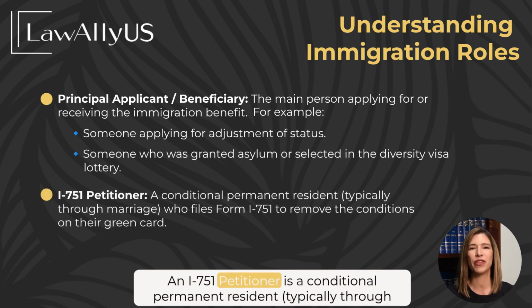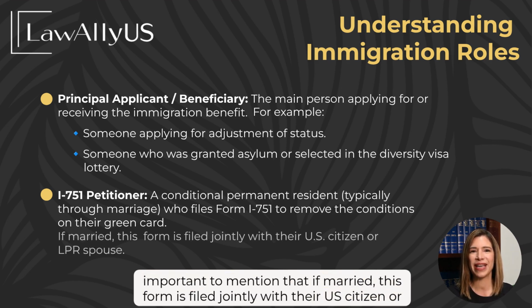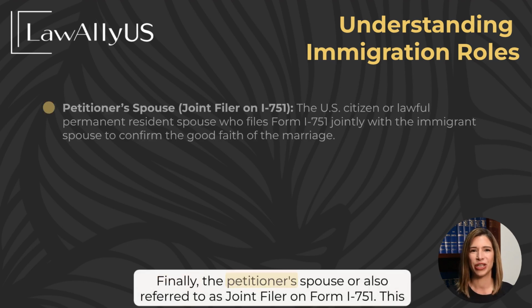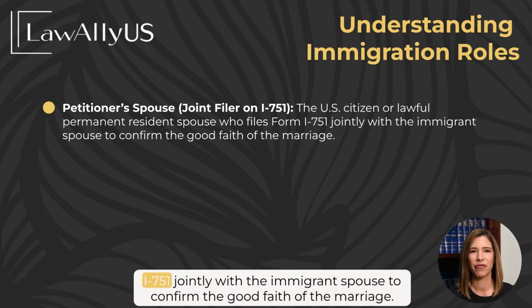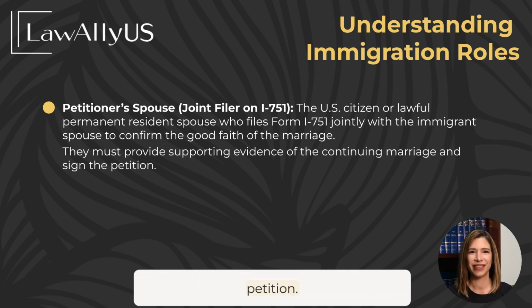An I-751 petitioner is a conditional permanent resident, typically through marriage, who files Form I-751 to remove the conditions on their green card. It is important to mention that if married, this form is filed jointly with their U.S. citizen or LPR spouse. Finally, the petitioner's spouse, also referred to as joint filer on Form I-751. This petitioner is the U.S. citizen or lawful permanent resident spouse who files Form I-751 jointly with the immigrant spouse to confirm the good faith of the marriage. They must provide supporting evidence of the continuing marriage and sign the petition.